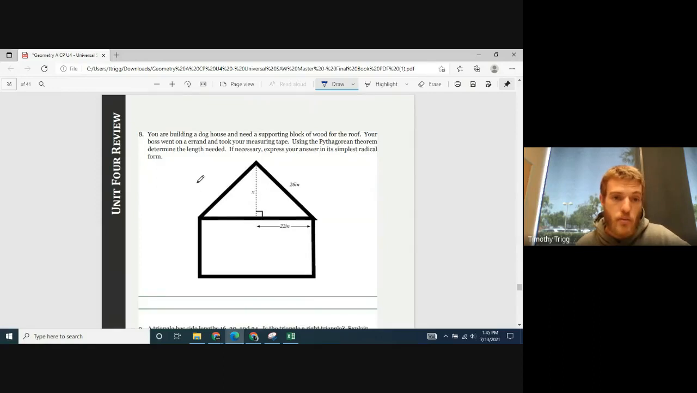Number 8, it says you are building a doghouse and need a supporting block of wood for the roof. So that's this length here that you're trying to find. Okay. Your boss went on an errand and took your measuring tape. Using the Pythagorean theorem, determine the length needed. If necessary, express your answer in the simplest radical form.